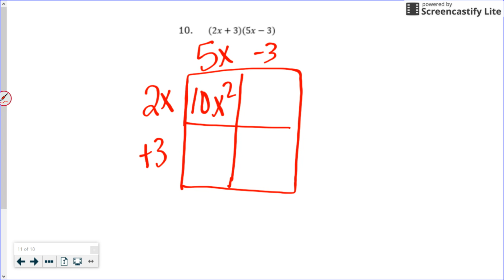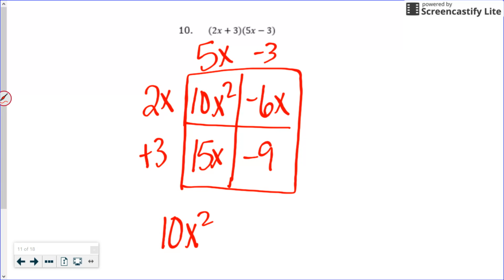Next one is 2 times negative 3 would be negative 6x. 3 times 5 would be 15x. For my last ones, I've got 3 times negative 3. That's going to be negative 9. Combining like terms, I've got 10x squared. Then 15 minus 6 would be plus 9x minus 9.